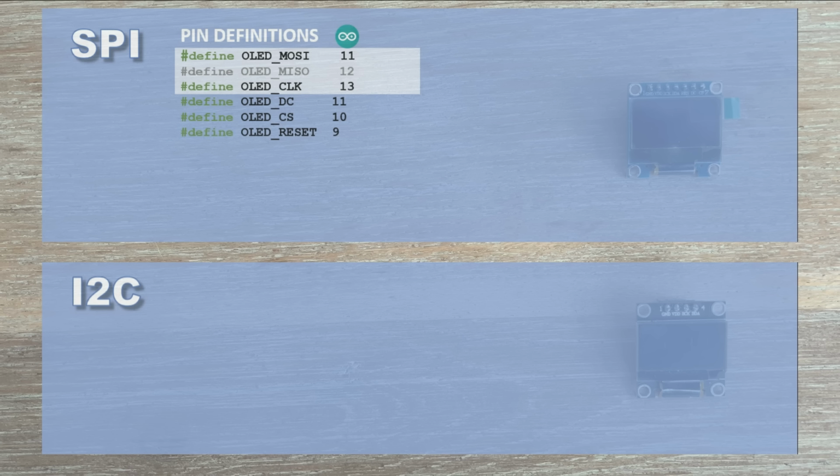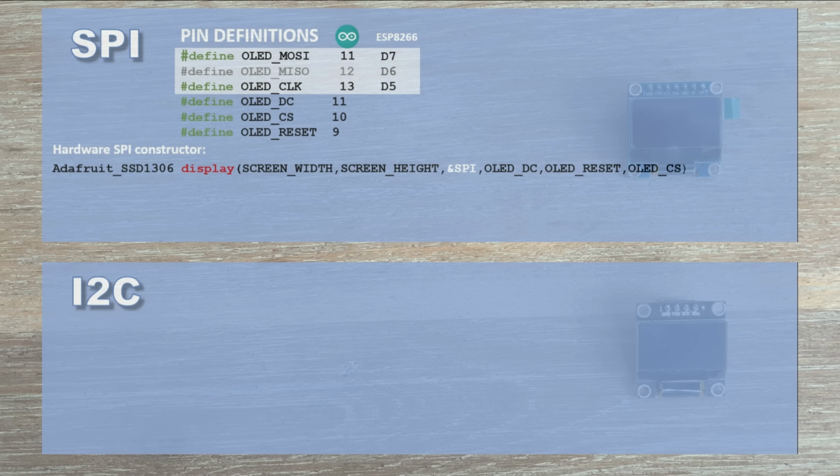If you are using a different board, such as ESP8266, you need to check the SPI pin assignment for that specific board. Boards like ESP32 even provide 2 separate sets of SPI pins, allowing you to use 2 independent SPI interfaces. In this particular case, the constructor for the OLED display would look like this. The SPI object indicates that we are using the default hardware SPI pins.